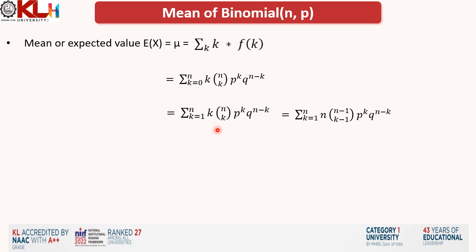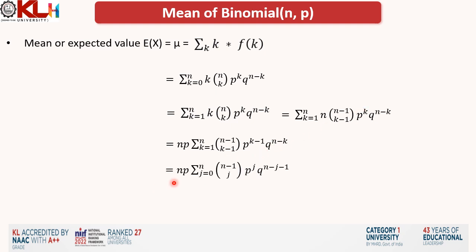So we made that substitution here. Now n and p don't depend on k, so we took n and one of the p terms out, to get power k minus 1 for the term p. So these two are equivalent. And now we can replace k minus 1 with j and we get another binomial series. So np times (p plus q) to the power n minus 1. Again, this term is 1, so the mean will be np.